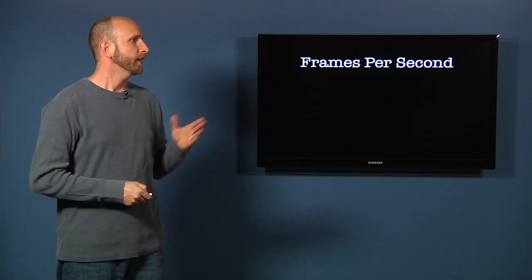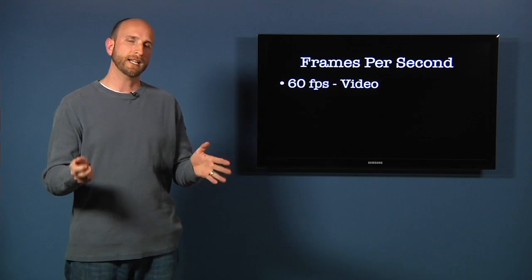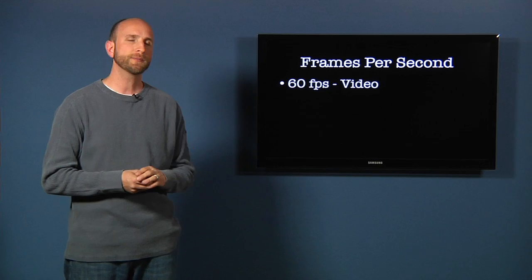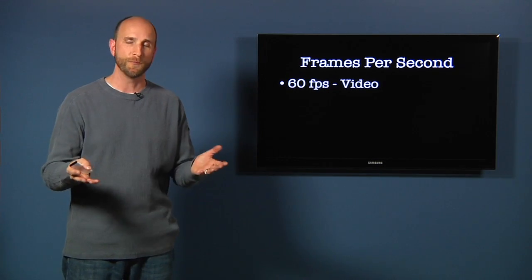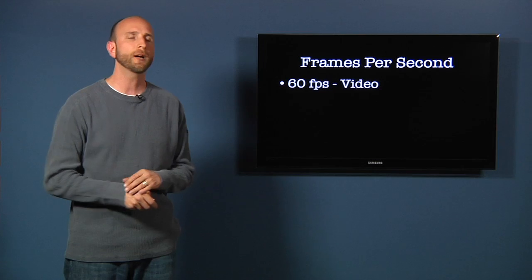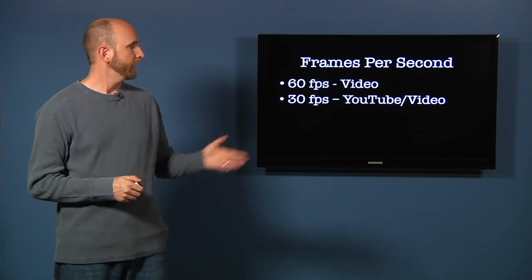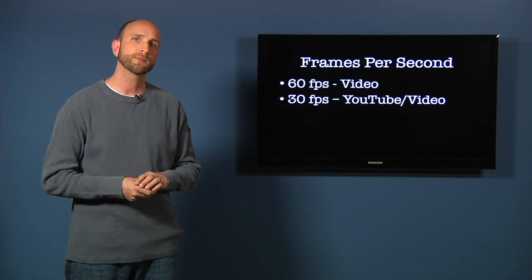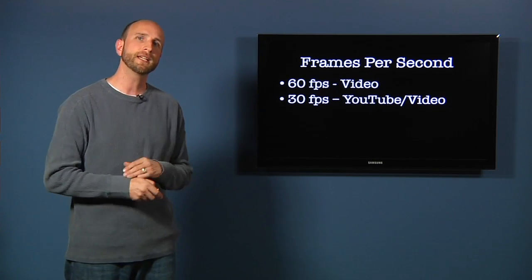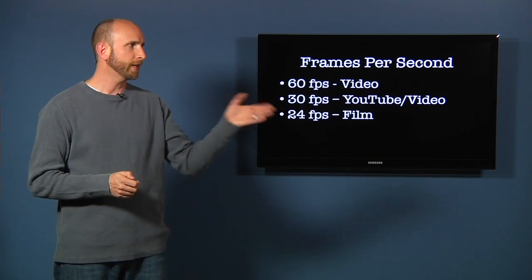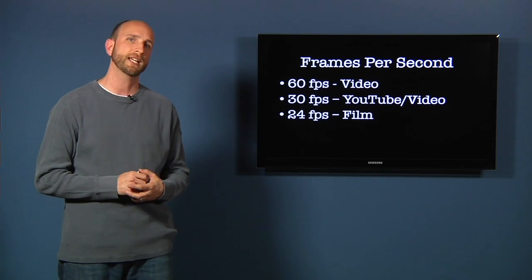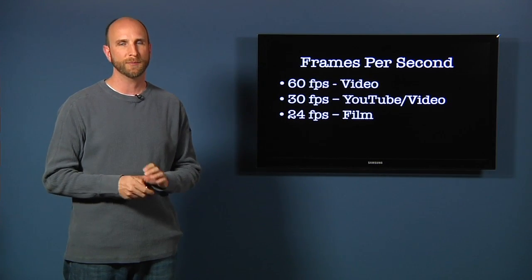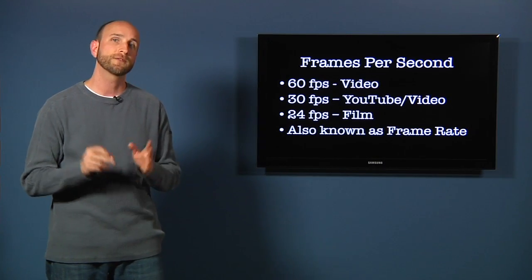The first one is 60 frames per second. That's FPS, which stands for frames per second, and 60 frames per second is normally what you would use for video. It's a very common format. Another really common format is 30 frames per second, which is what YouTube uses, and a lot of traditional videos use 30 frames per second as well. Back in the olden days, when we were watching films in movie theaters, they were shot at 24 frames per second, and if you want that real film look, you'll shoot everything at 24 frames per second. All of these are also known as frame rates.